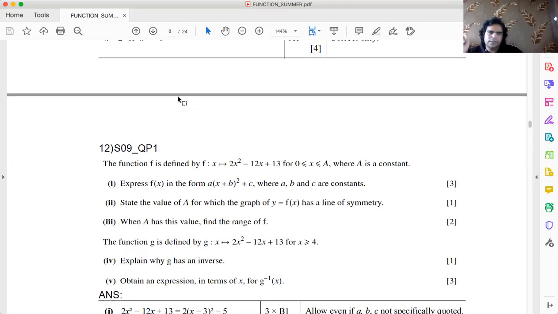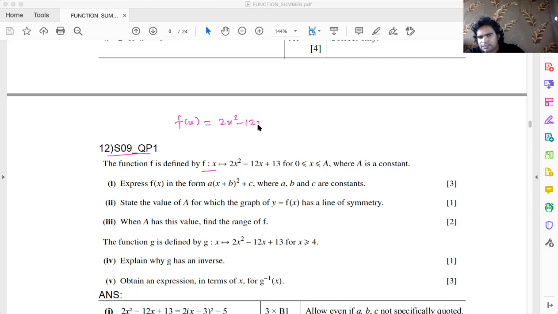So now the next question we are tackling is another past exam question, summer 2009. The question is: a function f of x is 2x squared minus 12x plus 13, and we have been given the domain x between 0 and a, and later on we have to find the a value. Okay, now express f of x in perfect squared form.